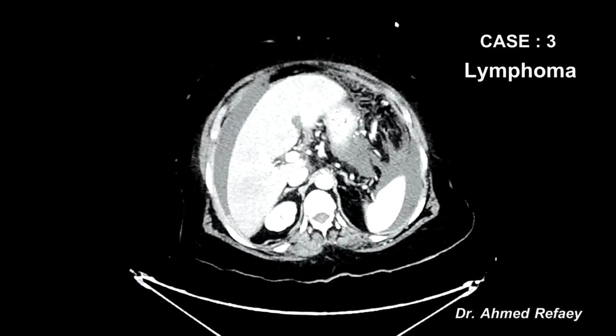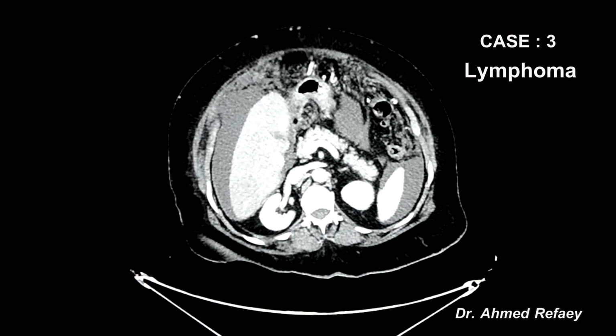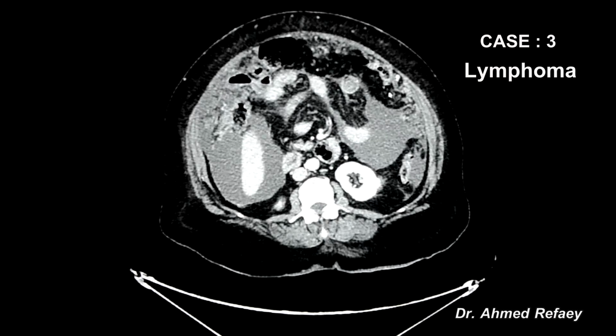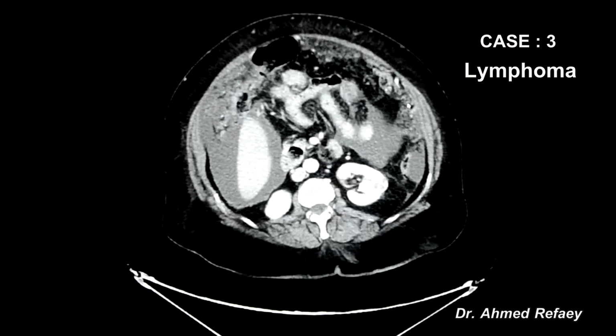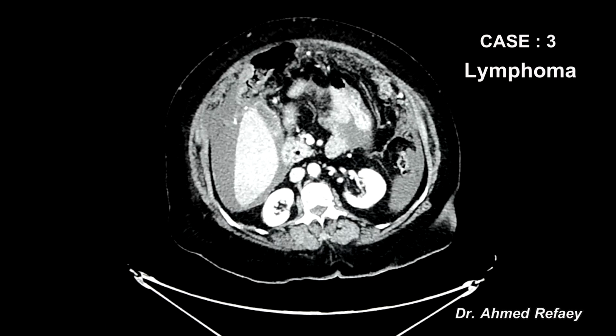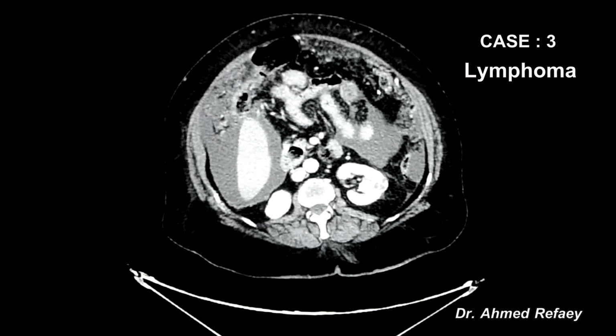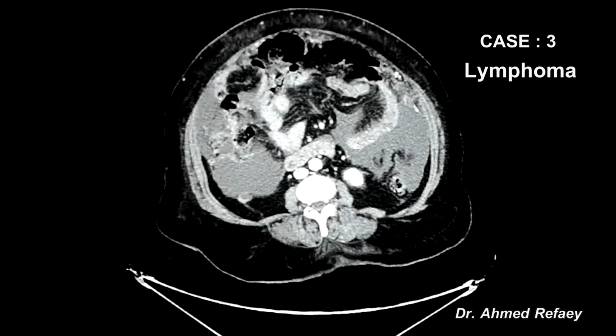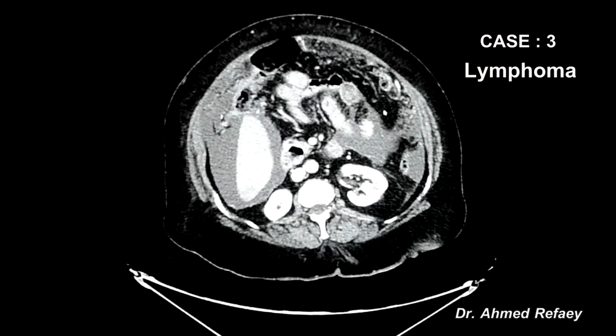This is the third case, a known case of lymphoma. Here I will focus again on the region of the greater omentum, as you see the omental cake appearance underneath the anterior abdominal wall, with marked thickening and nodularity also anterior to the transverse colon. We also have marked ascites here.